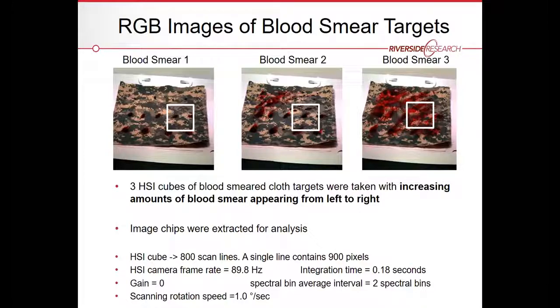So I'm taking a knife and I'm smearing the blood into the fabric as you go from blood smear 1 to 2 to 3. 3 HSI cubes of blood smear cloth targets were taken with increasing amounts of blood smear appearing from left to right. And the image chips, those are the white boxes, were actually extracted for further analysis. The specs for the HSI camera that were actually used in the experiment are at the bottom, and you can also read that at your leisure. It's not that important for the purposes of this talk.